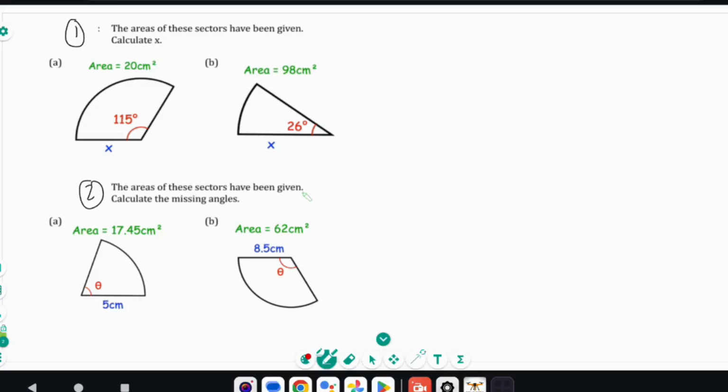Okay, have a go at these problem solving questions. So for the first one, we're given the area, we have a missing radius. So we know theta as well. 115 over 360 times pi times x squared equals 20.